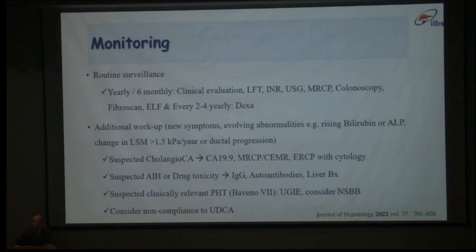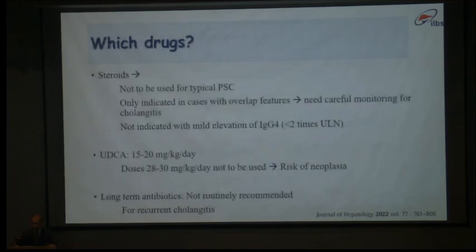Additional workup is required to look for hepatobiliary malignancy, and if there is associated AIH, then IgG and antibodies, and also look for portal hypertension. So what drugs? I will just touch this briefly. Steroids are only indicated when there is overlap, and UDCA in a dose of 15 to 20; when you go up to a dose of around 30, there is increased risk of neoplasia. Long-term antibiotics are only indicated when the patient has already had an episode of cholangitis or recurrent cholangitis.